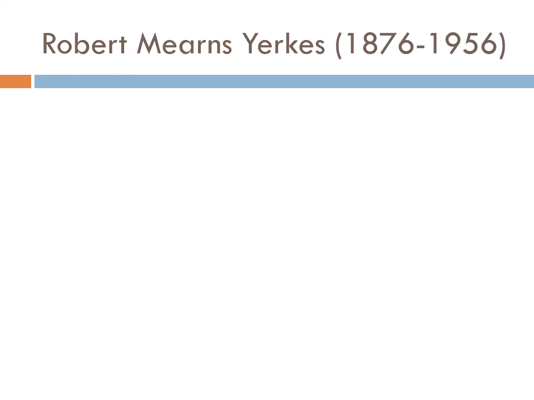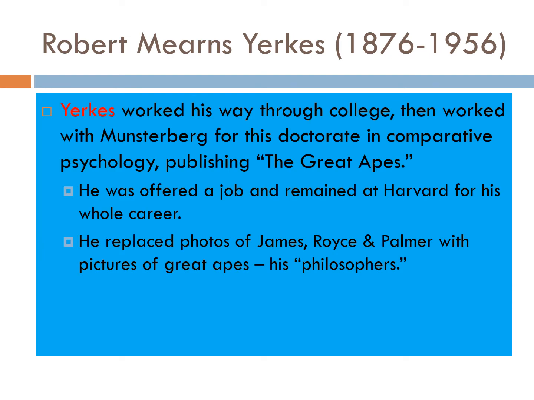If we look at another, we have Robert M. Yerkes, or Robert Mearns Yerkes, who is also a contemporary of Goddard as well as Terman. He worked his way through college, then worked with Münsterberg for his doctorate in comparative psychology, publishing the culmination of his research in a paper called The Great Apes. He was offered a job and remained at Harvard for his entire career, and he replaced photos of James, Royce, and Palmer with pictures of great apes, his, quote, philosophers.